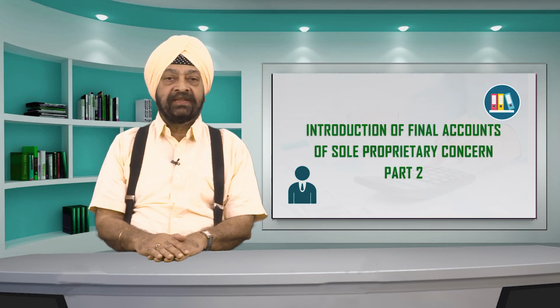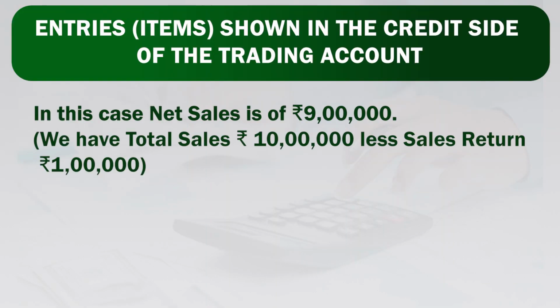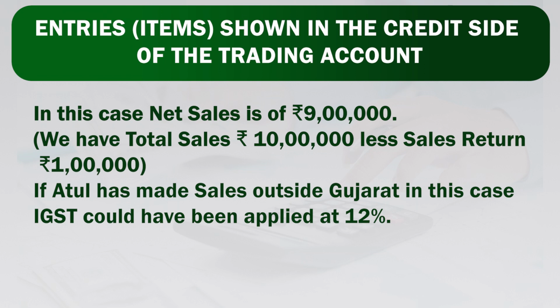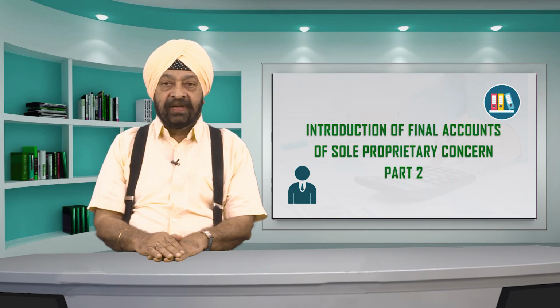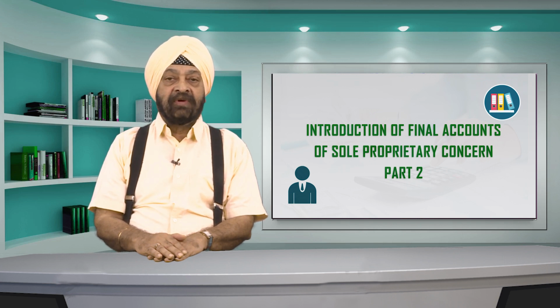Friends, see here, in this case net sales is rupees 9 lakh, because we have total sales of rupees 10 lakh less sales return of rupees 1 lakh. If Atul had made sales outside Gujarat, in this case IGST would have been applied at the rate of 12%. Let us recollect that on every purchase input GSTs are charged and for every sale output GSTs are applicable. Now, let us have a look at the next item of credit side.